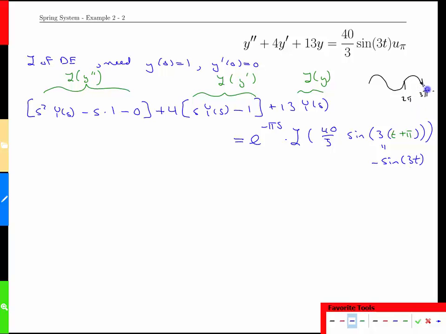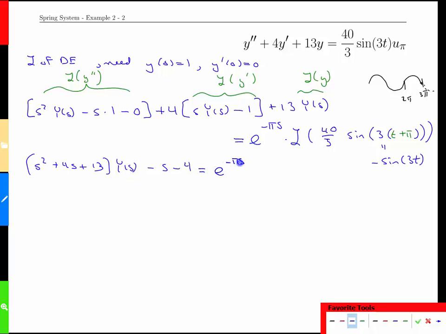It's the same graph, but it starts going downwards instead of starting going upwards. You can also use other trig identities to get to that. Simplifying the left-hand side is going to give us s squared plus 4s plus 13. All of those have y of s multipliers, and again we see our characteristic equation, the same coefficients as we have for the original equation. Minus an s, minus 4, s and 4, and there's a 0, and that's the entire left-hand side dealt with.